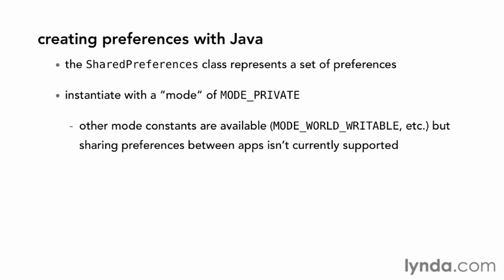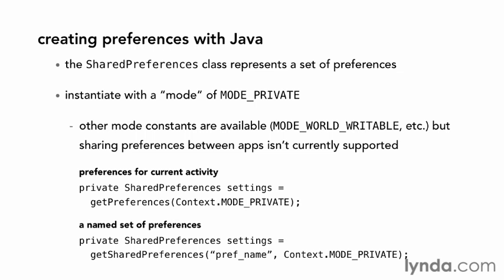There are other mode constants available in the API, such as MODE_WORLD_WRITEABLE, but as of Jelly Bean, that's Android 4.2, sharing of preferences between apps isn't currently supported. There's a note in the API docs to this effect. That capability might be supported in future versions.